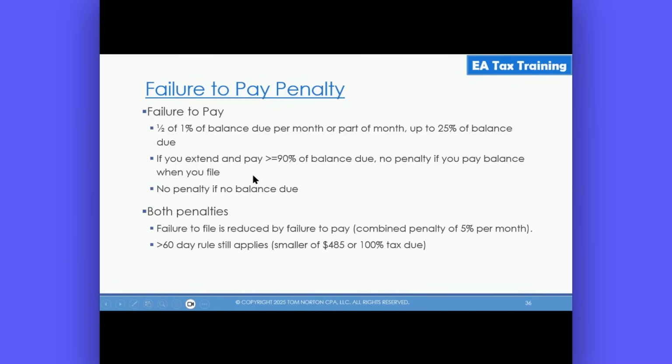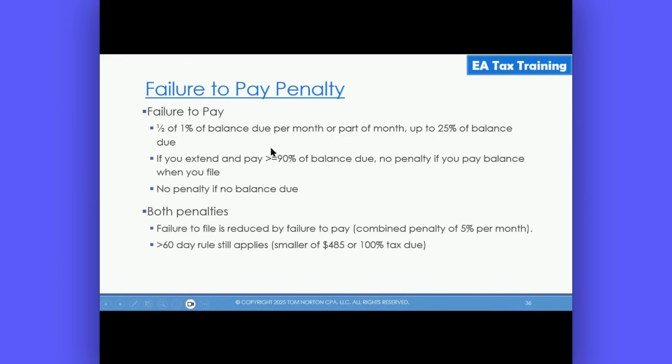So let's say when you file your extension, you estimate that you're going to owe $1,000. So you file your extension and you pay in $1,000. But then when you actually do your return, it turns out you were a little bit off and you ended up owing $1,100. That's the amount that you actually would have owed. Well, you paid in $1,000. That's more than 90% of $1,100. So therefore, they are not going to charge you any penalty on that extra $100 that you did not pay in.